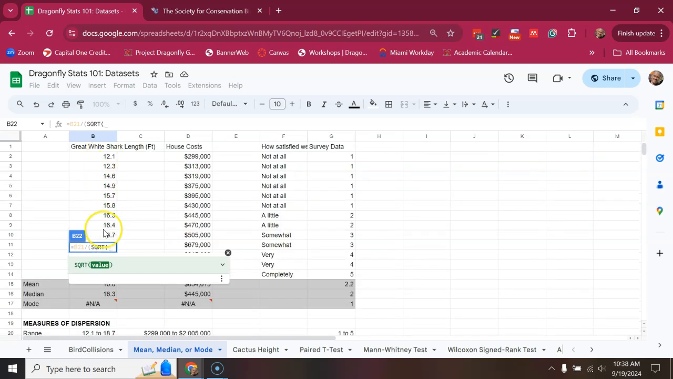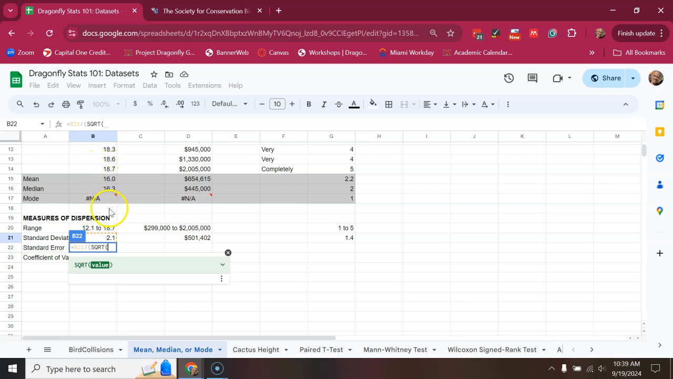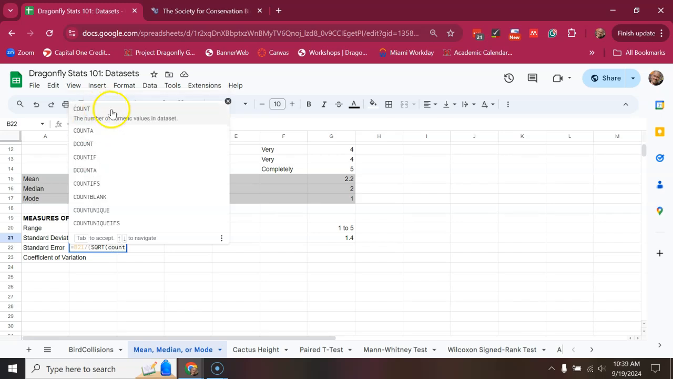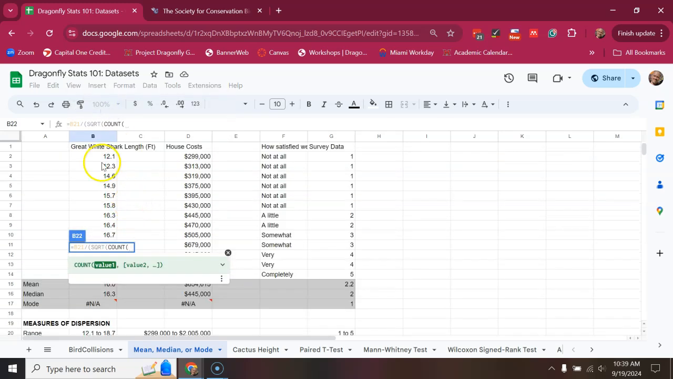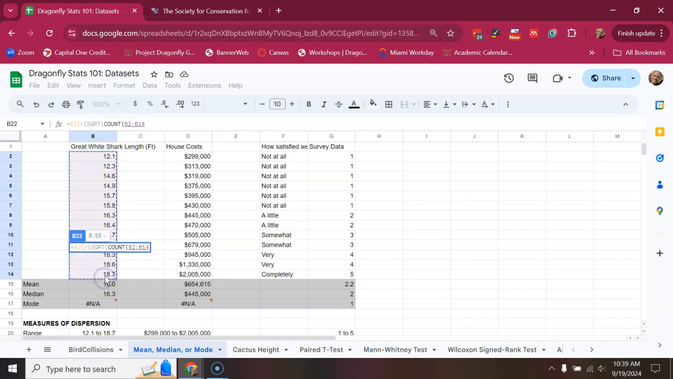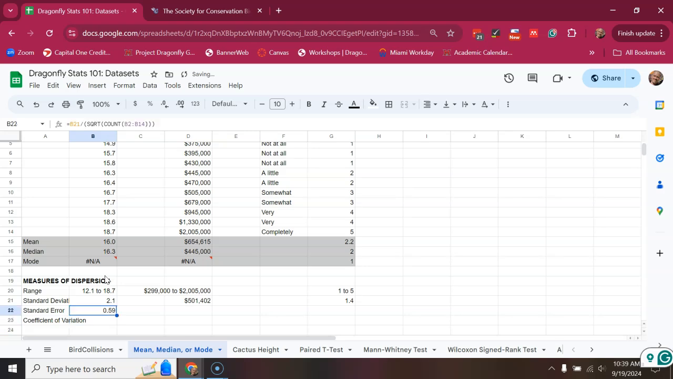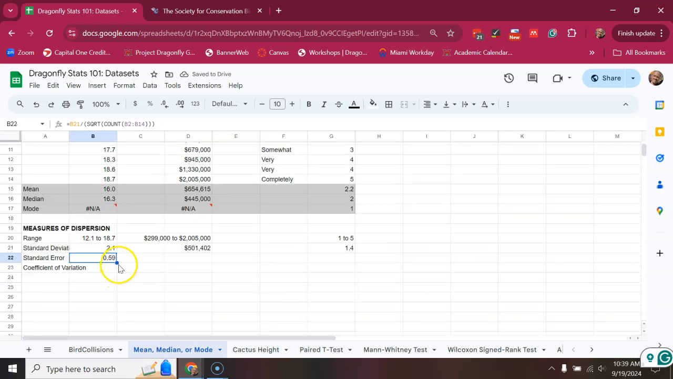Now the sample size is this entire value, the number of measurements that we had. So to get that, type in count, and count is a function that will look at the number of values in a data set. There we sum it up, and we close out the parentheses, hit enter, and here is the standard error. It is 0.59 for the shark data set. You can drag it across and it will accurately calculate for each of these other areas. And we can turn this to number.